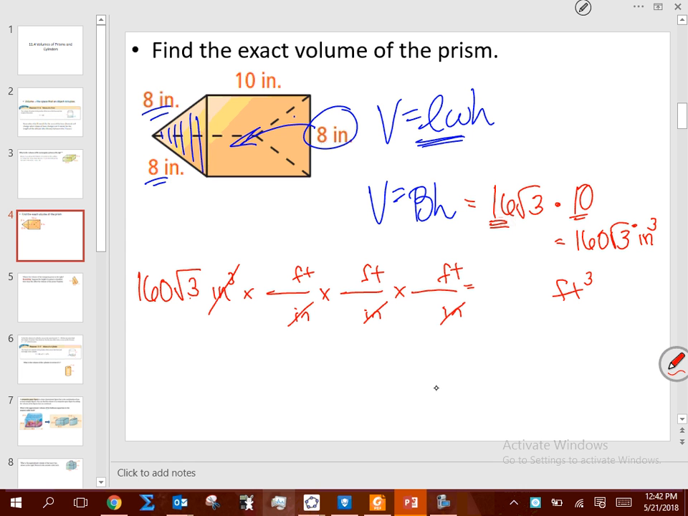So cancel those out. Now I'm going to make the relationship. How many feet and inches? 1 foot for 12 inches, right? So I'm actually going to take 160 radical 3 and divide it by 12 times 12 times 12, and it turns into 1728. And now it would give me how many cubic feet I have. Does that make sense?